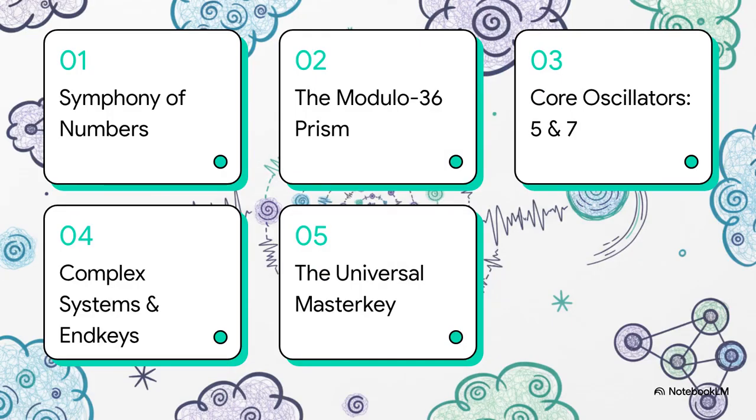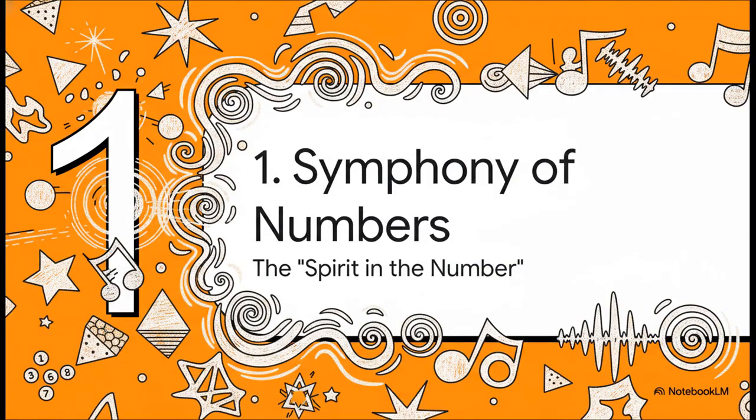So here's how we're going to break it all down. First, we'll get into the symphony of numbers. Then we'll look at the main tool, the modulo 36 prism. After that, we'll meet the two stars of the show, the core oscillators 5 and 7. From there, we'll see how they build complex systems, and we'll wrap it all up by uncovering the so-called universal master key. Okay, Section 1, a symphony of numbers.